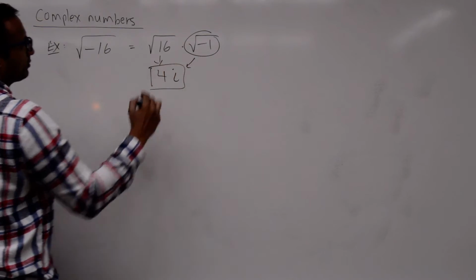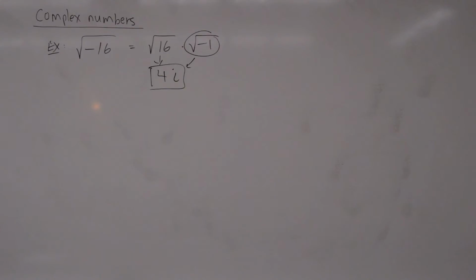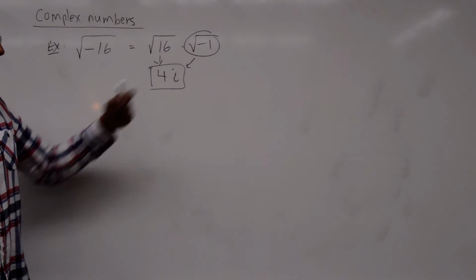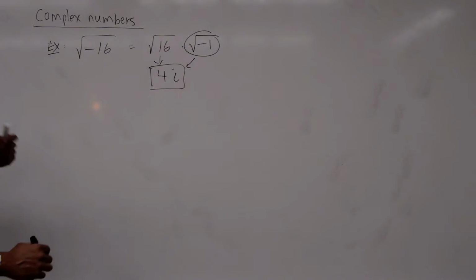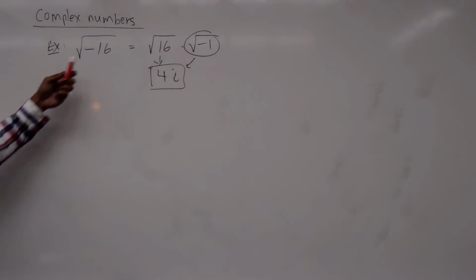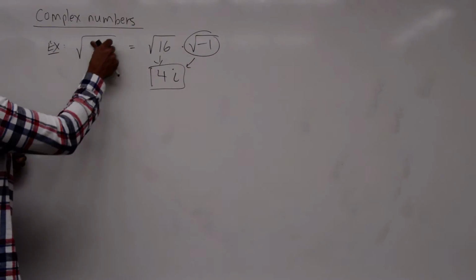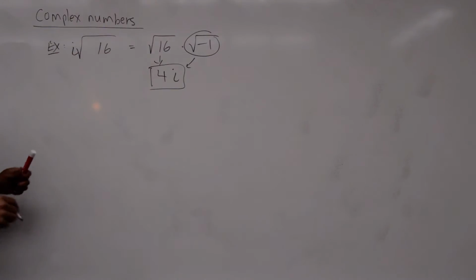So the square root of negative 16 equals 4i. 16 is the real part, negative 1 is the imaginary part, and that's equal to 4i. If you want a little shortcut, you can do this. Every time you see the square root of a negative number, you can just take out the negative and write that outside as an i.